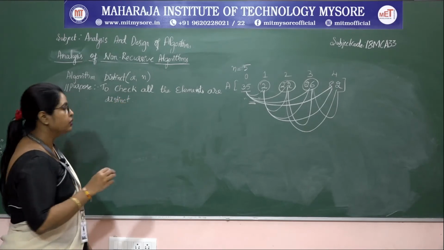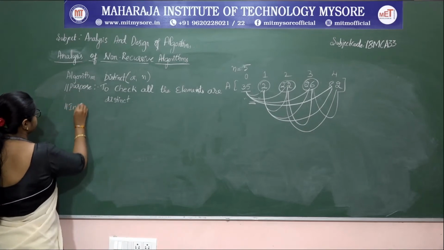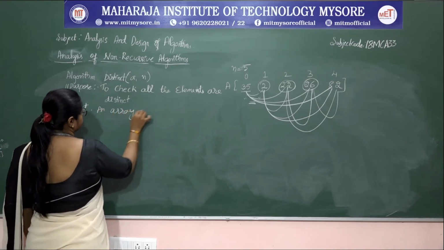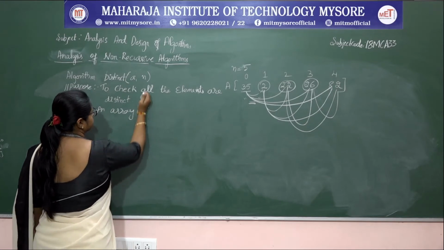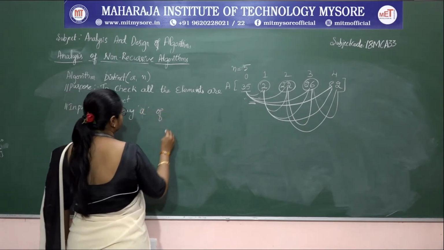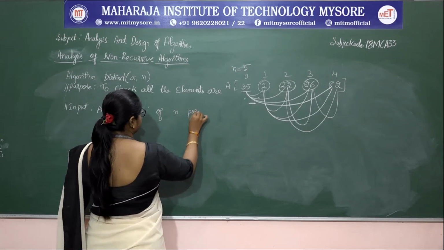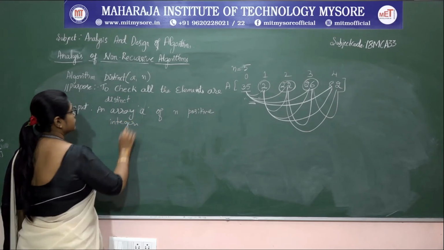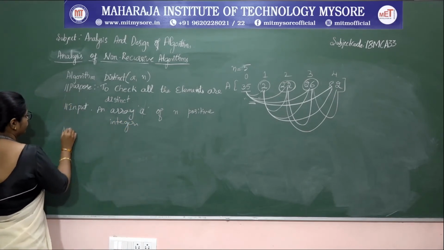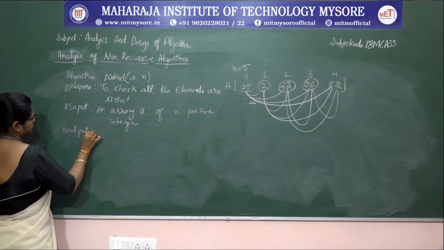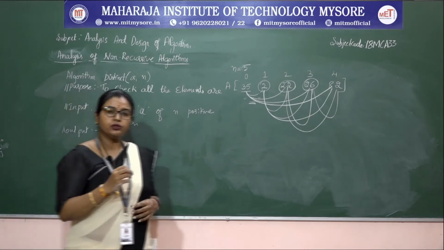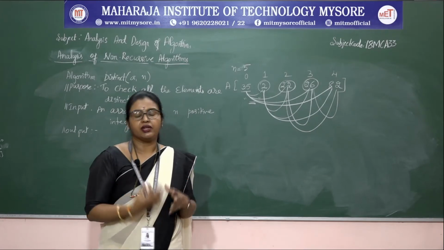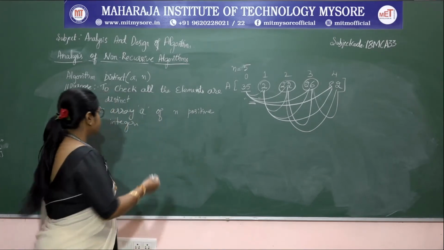Distinct or not, right? So next, input: array A of n positive integers. Okay, the output here is what we are checking, checking in the sense whether it is right or wrong. Therefore, we need to return some boolean value.